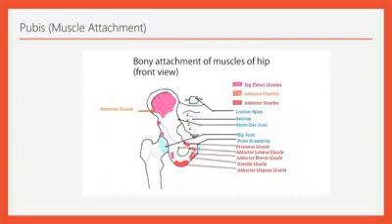Now, the muscle attachment of the anterior surface of the pubis. The anterior surface of the pubis gives origin to adductor longus muscle, gracilis muscle, adductor brevis muscle, and obturator externus muscle.